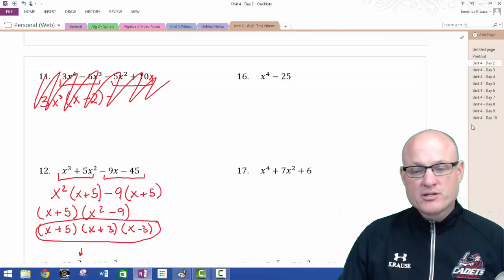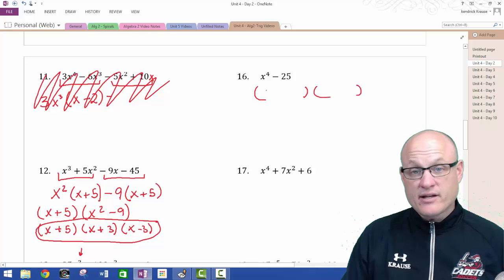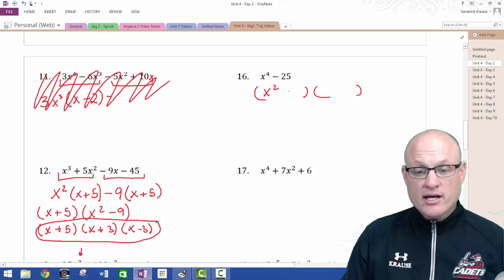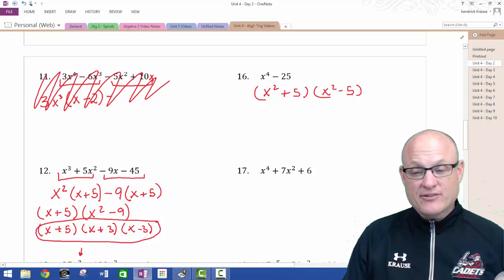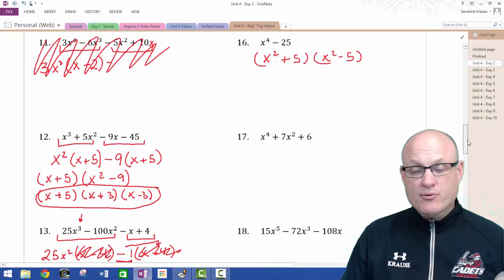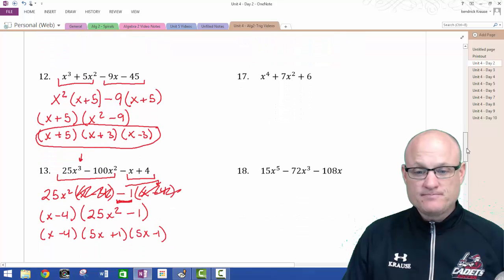All right. Difference of perfect squares. Again, the odd way of difference of perfect squares, but nonetheless, it's the difference of perfect squares. (x squared + 5)(x squared - 5). Again, these are called conjugates. They're exactly the same parentheses, just one's plus, one's minus. And those are not perfect squares, so I'm done.